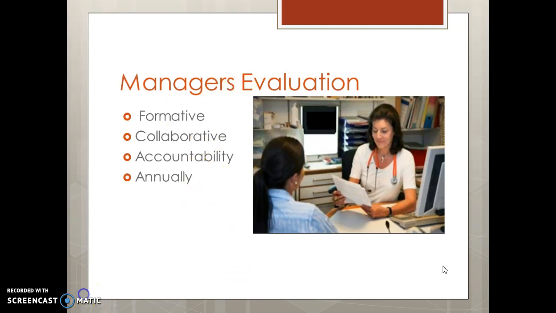Manager's evaluation should be formative and collaborative, which means it's a combination of self-evaluations, peer evaluations, and managers' evaluations, and a skilled competency. It should be accountable. They should hold the staff accountable for their actions, and it should be performed annually.